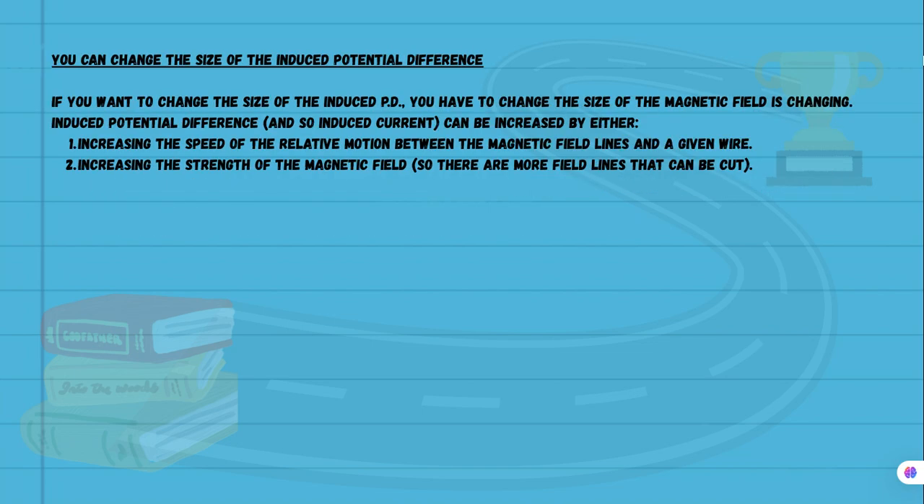You can change the size of the induced potential differences. If you want to change the size of the induced PD, you have to change how fast the magnetic field is changing. Induced potential difference, and so induced current, can be increased by either increasing the speed of the relative motion between the magnetic field lines and a given wire, or increasing the strength of the magnetic field so there are more field lines that can be cut.